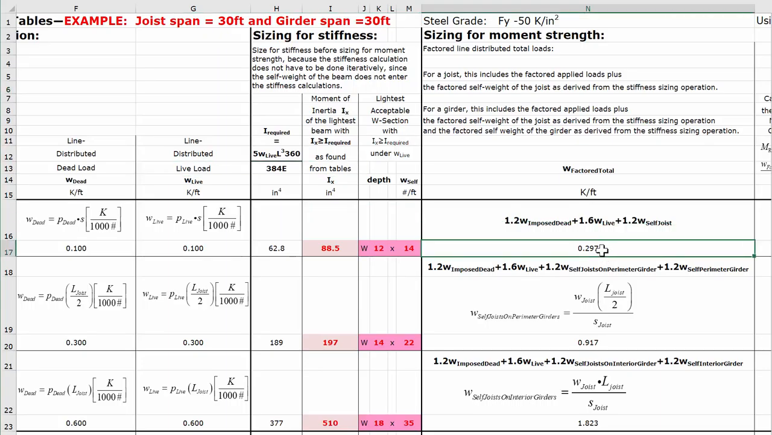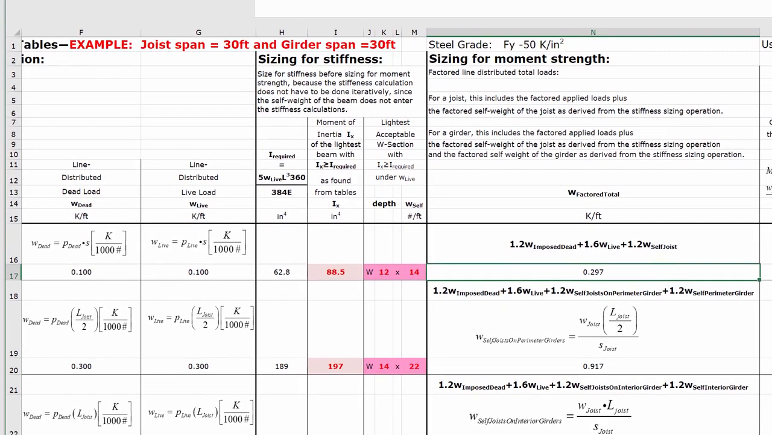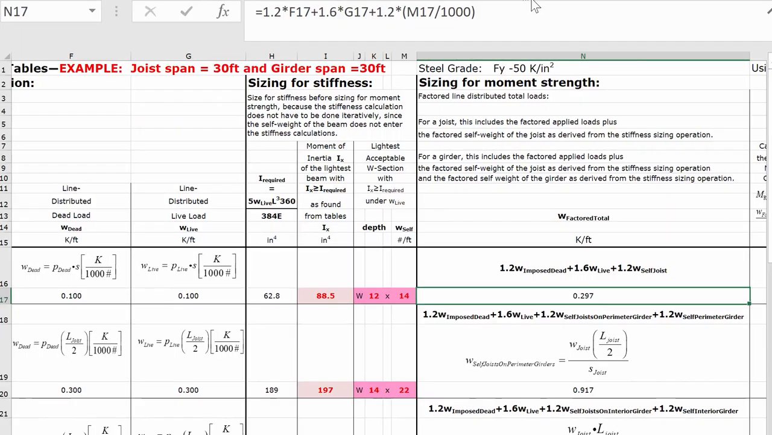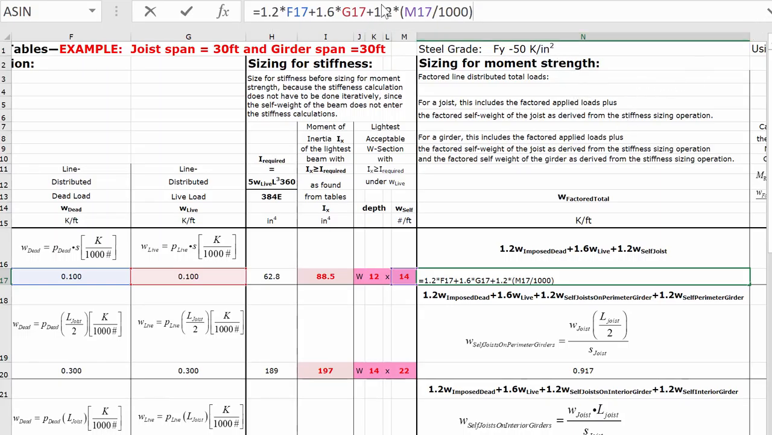So I'm going to click on this, and I get a formula up above. And now I'm going to have to move things down a little bit so that you can see this. Let me see if I can reduce the size of this right now. So that'll help a little bit. So when I click on this cell, you'll notice I get 1.2 times F17. So I come over here and F17 is the line distributed dead load that we calculated for the imposed dead load associated with the decking.